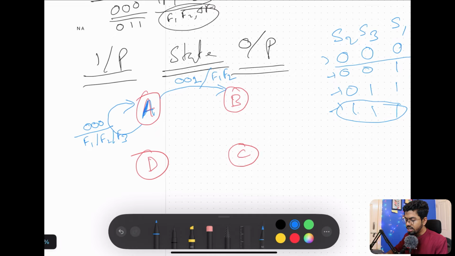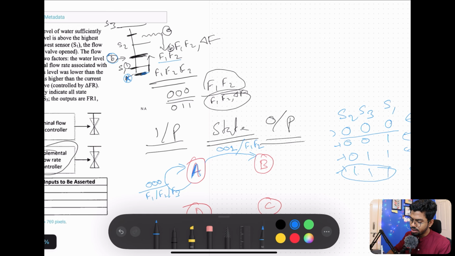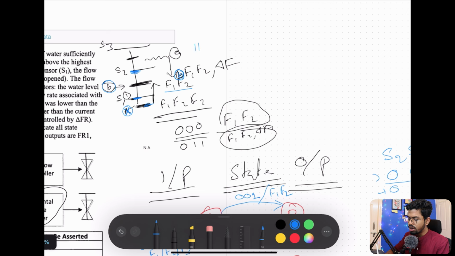So anytime you are at state B means you are at point B. This is my point B. I am in between S2 and S1. Now here again the same question, can you get 111 as input? No, you can't get 111 before getting a 0 1 1 as input, right? So we need to consider 0 1 1.